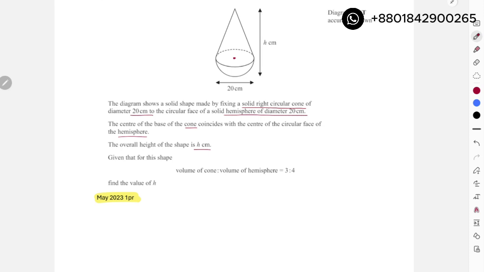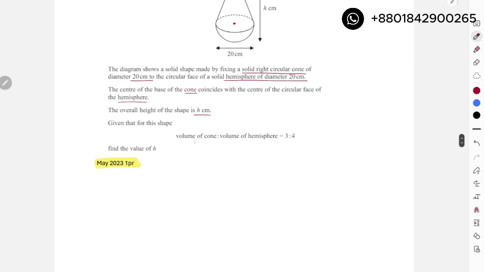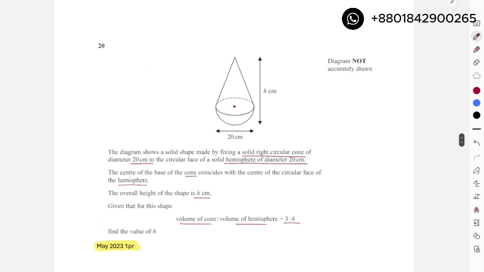Overall height means not the height of the cone only, the height of the hemisphere and cone combined is h. It is given that for this shape, the volume of the cone and the volume of the hemisphere are in the ratio 3:4. We need to find out the value for h. Okay, one thing I can understand is that if this is r, the height of this hemisphere is also going to be r, because a hemisphere is just half of a sphere, right? From anywhere you go from the center to the circumference, it will be r.